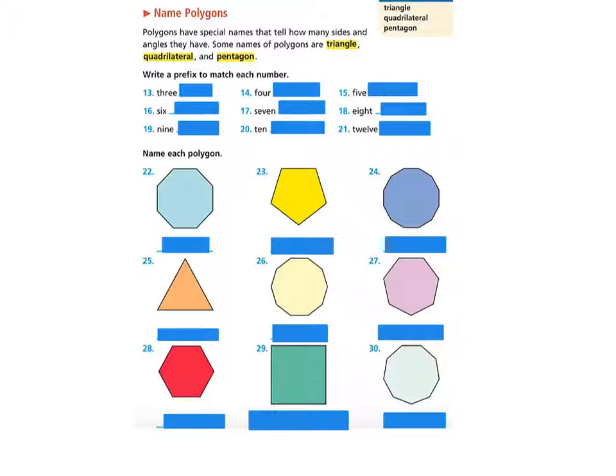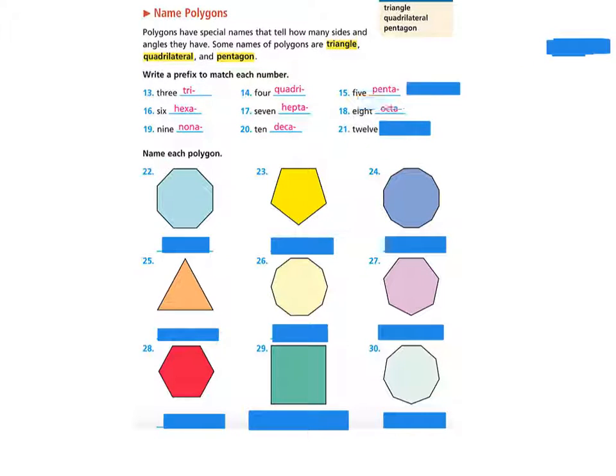So we think about 3. The prefix for 3 is tri. The prefix for 4 is quadra. The prefix for 5 is penta. For 6 is hexa. 7 is hepta. 8 is octa. 9 is nona. 10 is deca. And 12 is dodeca. These are tricky, and the best thing to do with these is to try to memorize them so you know them.